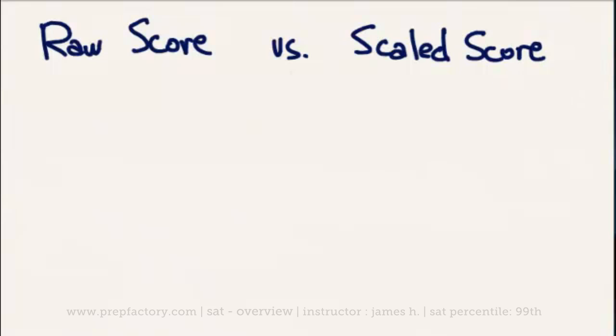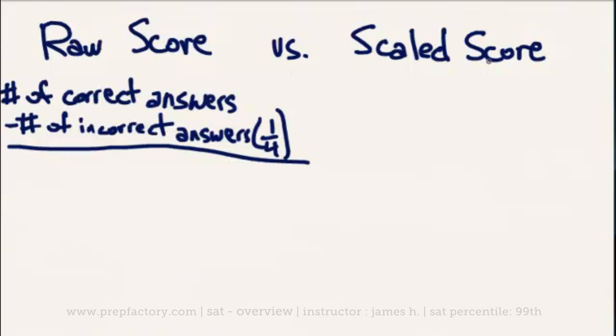Now let's talk real quick about how your raw score is computed and what that means. Okay, so as you can see, I've got written there the way in which your raw score is computed. It's always going to be the number of correct answers you have on a section minus the number of incorrect answers you have on a section times 1/4, right? So you're not going to lose a whole point, obviously, for any question you get wrong, but you will lose a 1/4 of a point.